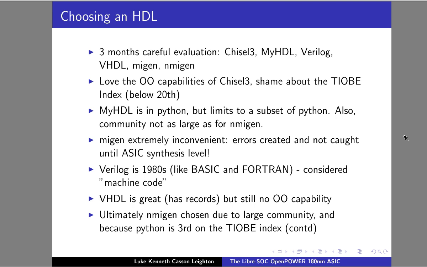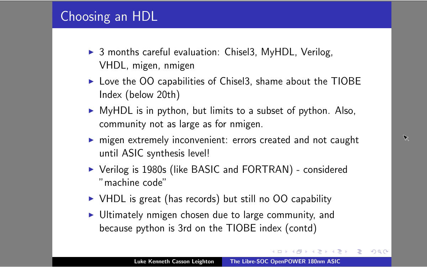Verilog is very much 1980s and 1990s. It reminds me of BASIC and Fortran. We consider it to be machine code, assembler. You don't create computer programs in assembler unless you want them to be heavily optimized. So Verilog is out.